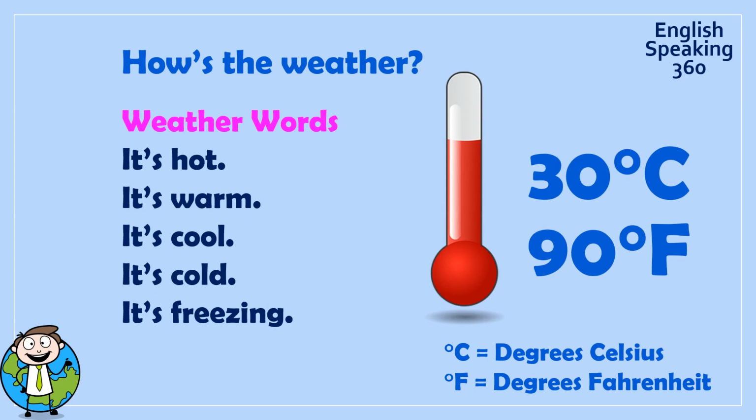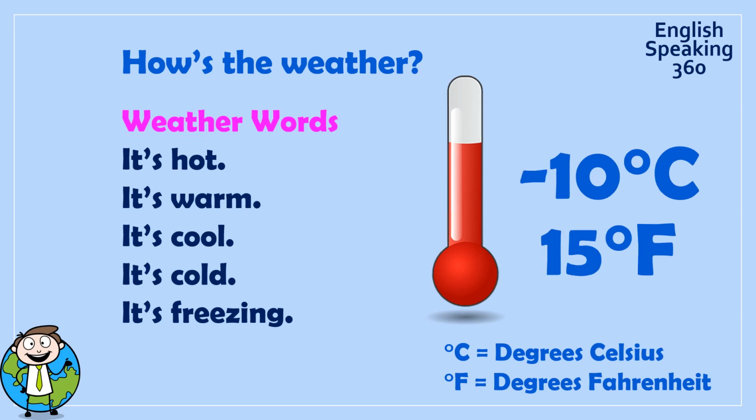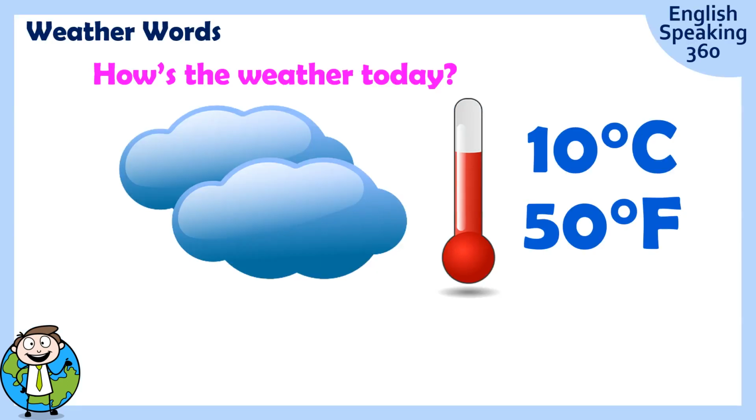30 degrees Celsius, 90 degrees Fahrenheit. How's the weather? It's hot. Minus 10 degrees Celsius, 15 degrees Fahrenheit. How's the weather? It's cold. Good. Now we put both things that we've learned today, we put them together.